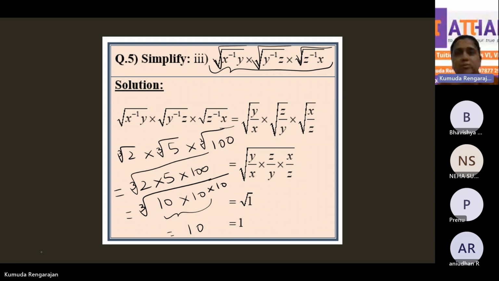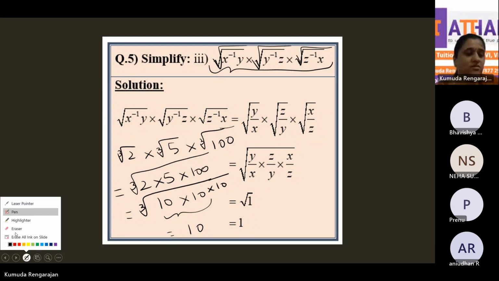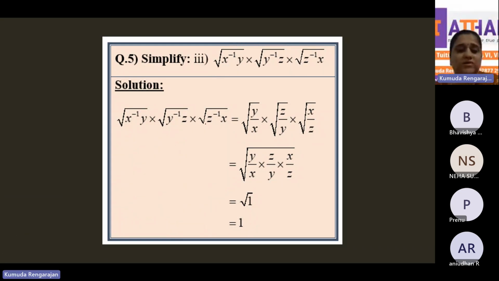So cube root of 2 into cube root of 5 into cube root of 100 can be written as cube root of 2 into 5 into 100. And 2 into 5 is 10. 100 is 10 into 10. So we have 3 tens under the cube root. So from 3 tens, 1 ten comes out of the cube root. So the value of the expression is 10. So these ideas we'll use to evaluate this.